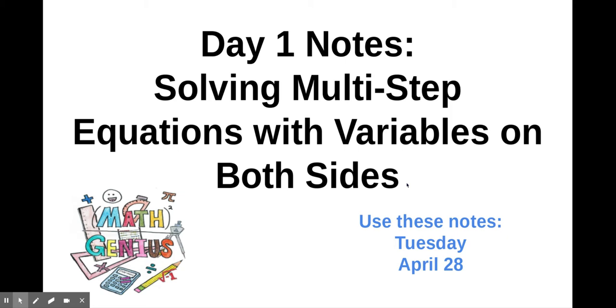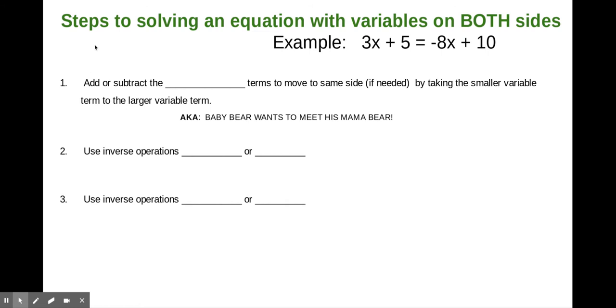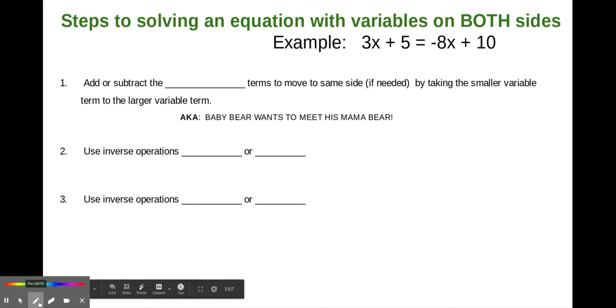Okay, but we're going to add in an extra step because today we have a variable term not just on one side, but on both sides of your equal sign, which means we have two variable terms that we need to combine together on one side of your equals. So let's take a look at what I'm talking about here. Okay, here's an example. I have 3x plus 5 equals negative 8x plus 10. As you can see, I have a 3x on one side, and I have a negative 8x on the other side.